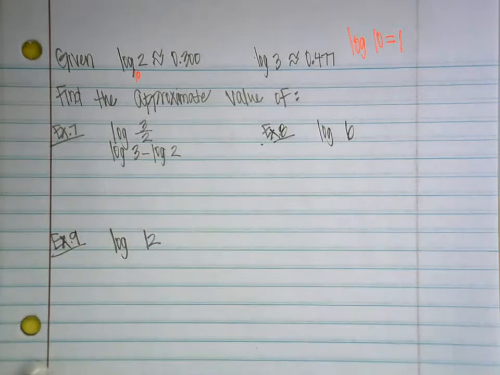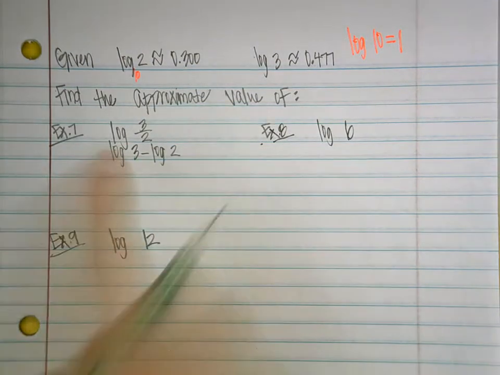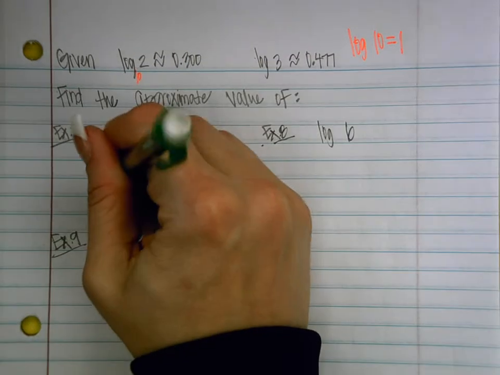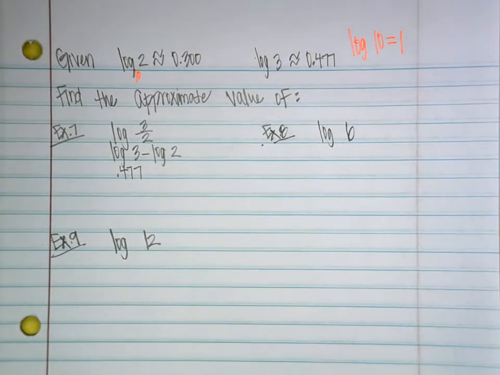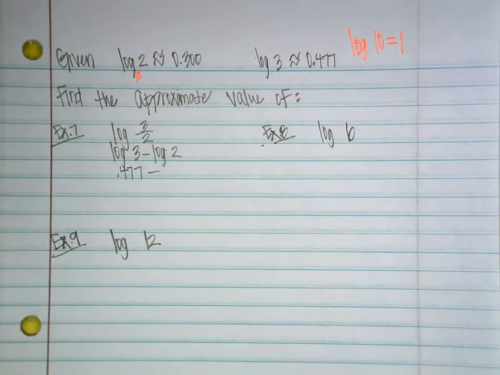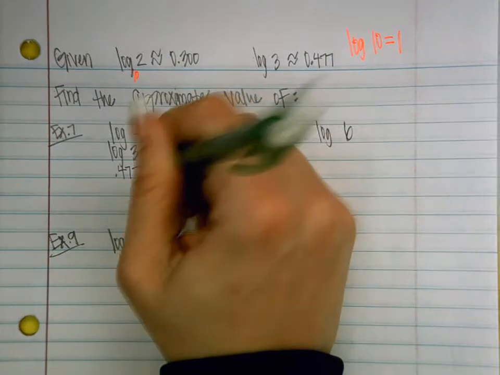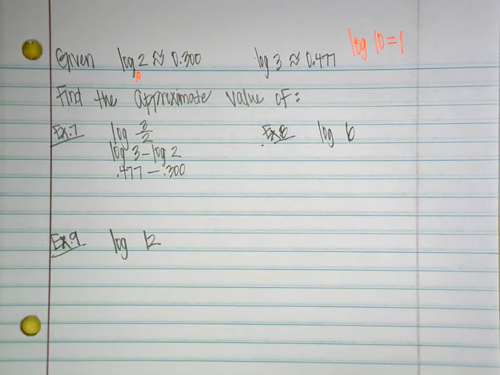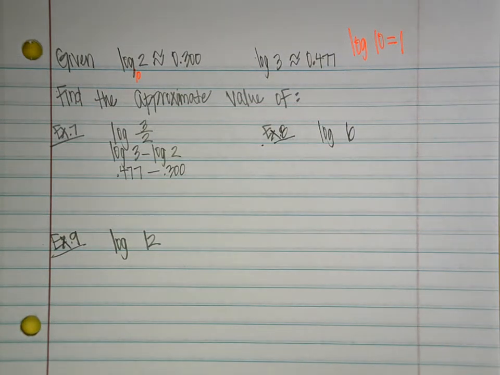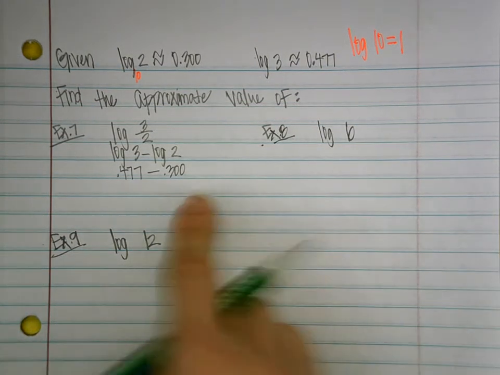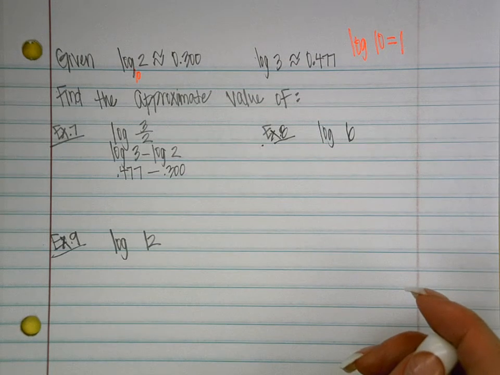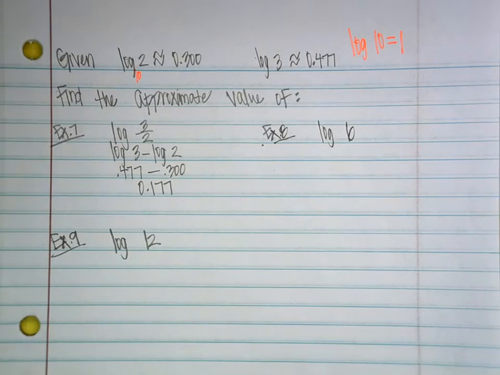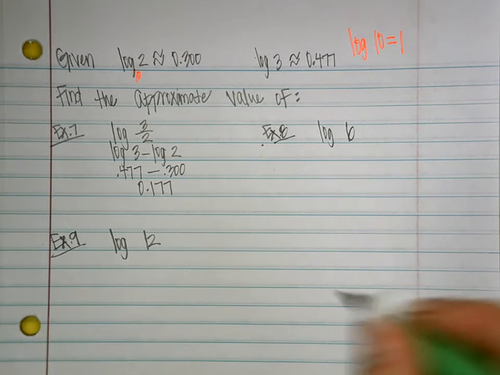Then you substitute. So what is log 3? 0.477, be careful to make sure that you're substituting the right thing, minus, what's log 2? 0.300. You do not need a calculator to do this. You are capable. You can probably even do it in your head. What is 0.477 minus 0.300? 0.177. I would like it if you put the 0 in front of it, though. Okay? 0.177.